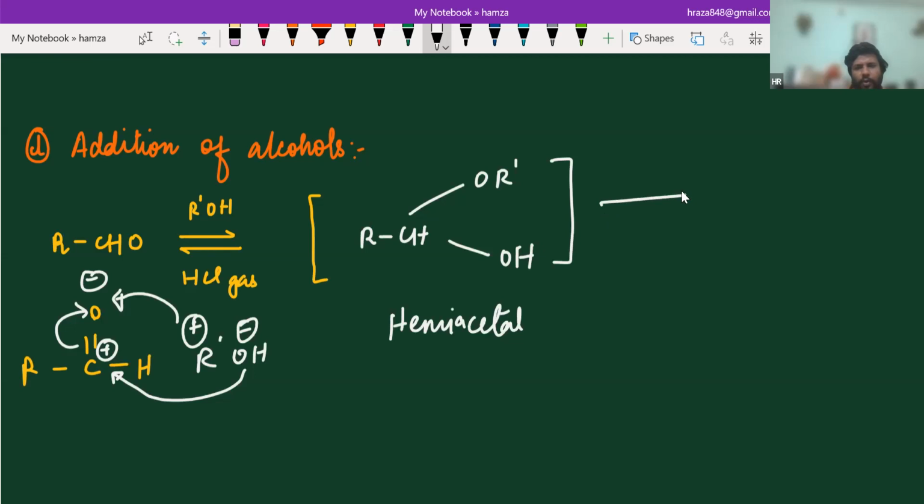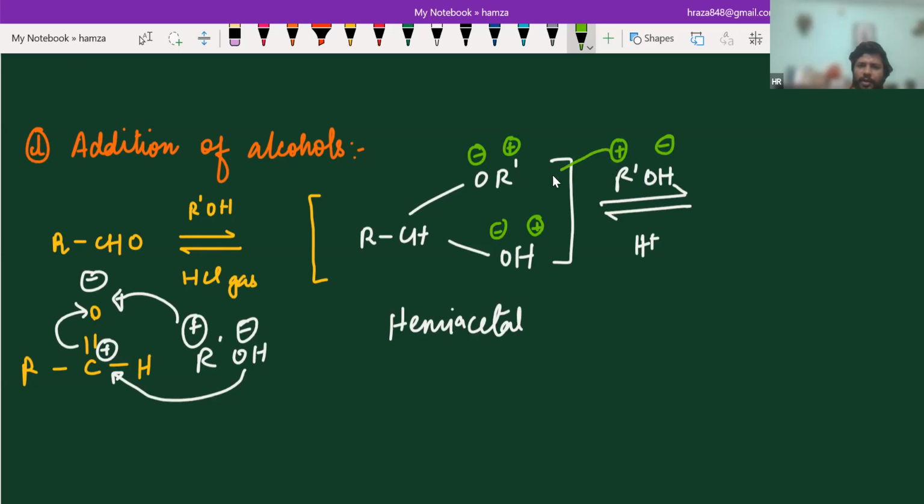After this, if you are going to react this again with the same alcohol R-OH in the presence of acid, what will happen? It's very easy to understand. So this will have positive charge and this will have negative charge. This will have negative charge. This will have positive charge. So wait a minute, can I change? Can I do this? OR dash. Okay. Now see, if you are going to do this, this hydrogen will have positive charge and this oxygen will have negative charge.